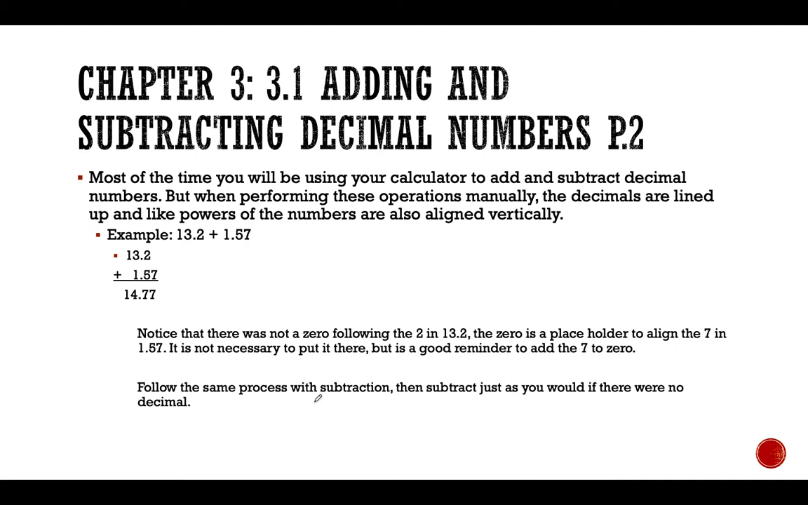Most, if not all of the time, you will be using your calculator to add and subtract decimal numbers, but when performing them manually, the decimals need to be lined up, and like powers of the numbers also need to align vertically. So as an example, if you were adding 13.2 plus 1.57 manually, you would put the decimals under each other and line up the places so that they align. 13.2 plus 1.57, 14.77. If you want, you can put a 0 after the 2 in 13.2 as a placeholder, so that you can line up your 7. You follow the same process with subtraction, and you subtract just as if there were no decimal.